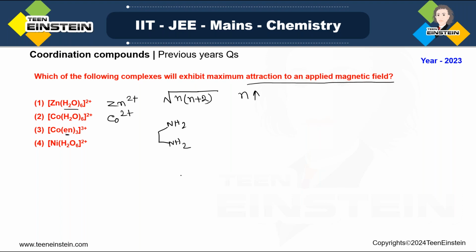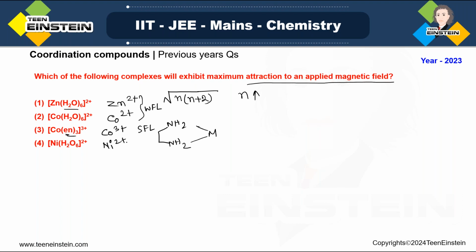This is the structure of en, ethylene diamine basically. Here these two are the binding sites to the metal, and we have a total of 3 en, and en is basically a strong field ligand. These two are weak field ligands. Water is a weak field ligand. Next, the fourth one is also weak field, that is water again. This is Co3+. Here we have Ni2+.